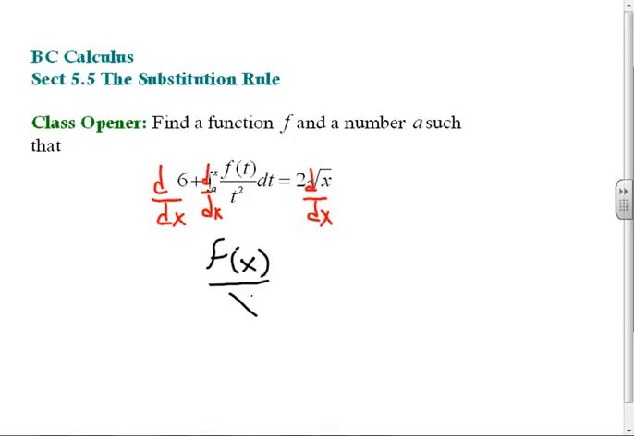Only if you prepare for it is it easy. Equals 2. Now the square root of x. Well, it's 1/2 x to the negative 1/2.